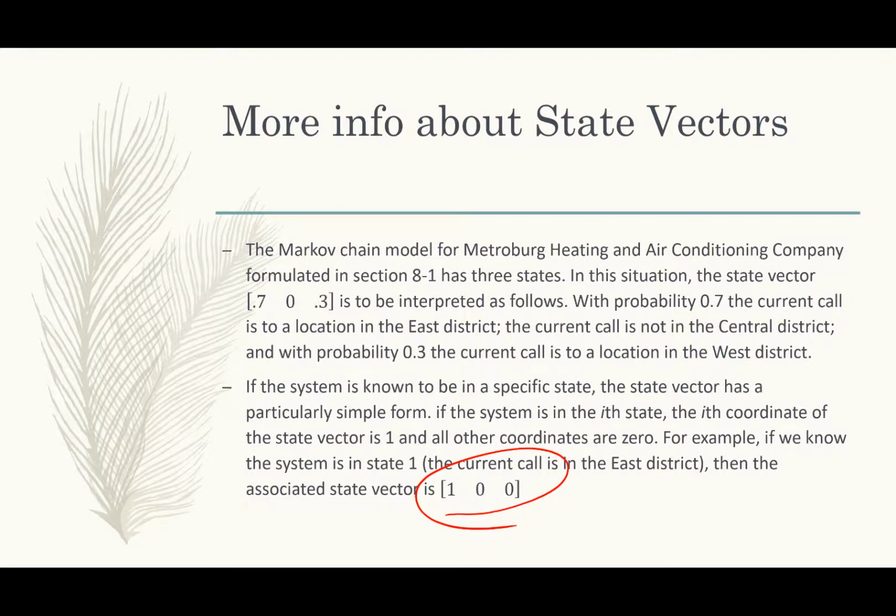That state vector is telling me that it's 100% certain he's in East. There's no chance he's in Central or West, because I know for a fact that he's in East. Okay, so again, it's a probability thing. What's the probability or likelihood that our driver is in a certain state? But if we know he's there, then that probability is 1. That's guaranteed, right?